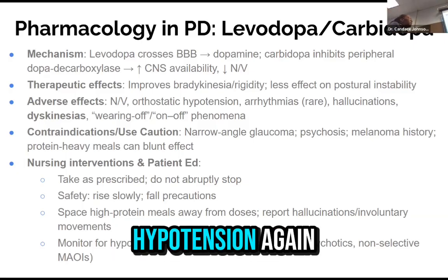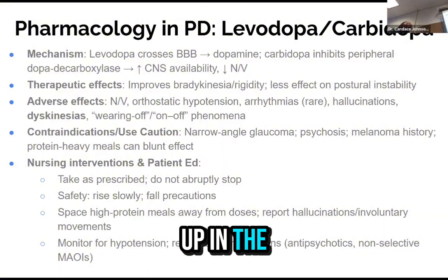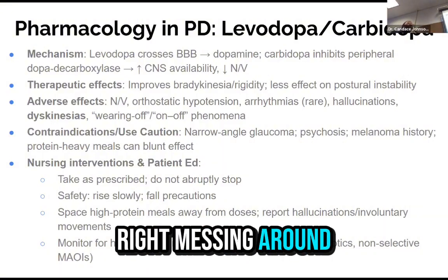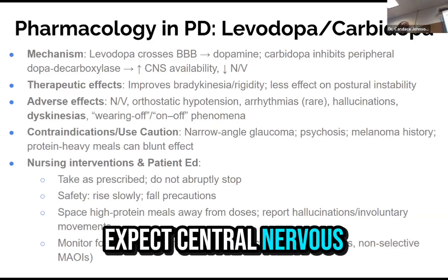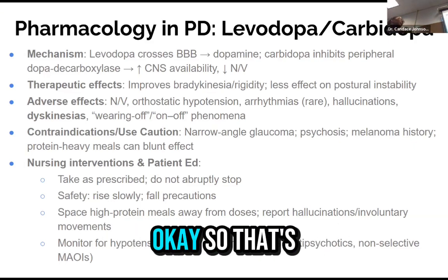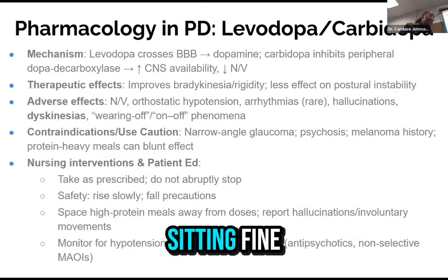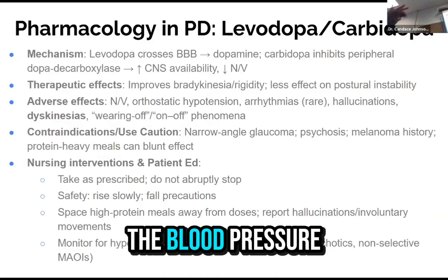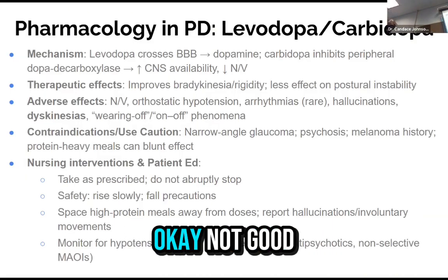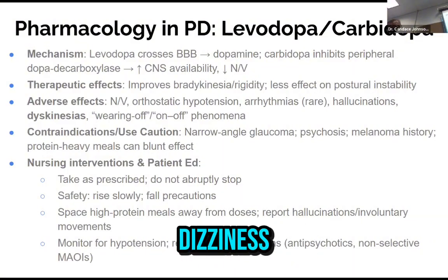Orthostatic hypotension. When we're crossing the blood-brain barrier, you're up in the autonomic region, messing around with the central nervous system, so you're going to expect central nervous system side effects. That's why we would get orthostatic hypotension, where the patient is sitting fine, blood pressure fine, and the moment they stand, the blood pressure goes through the bottom of the floor. Not good. That could result in fainting spells, dizziness, so we definitely want to keep an eye on that.